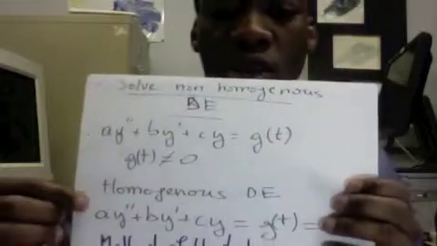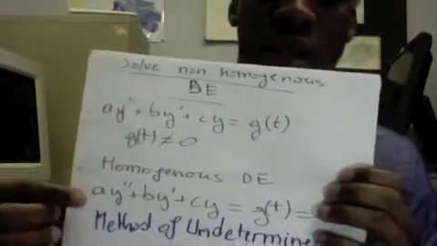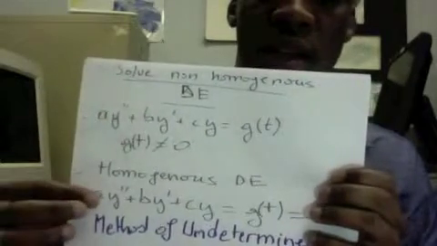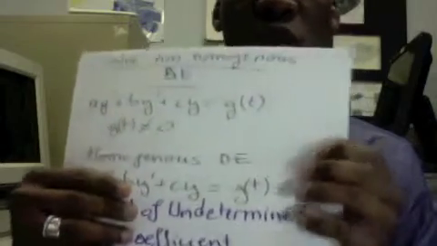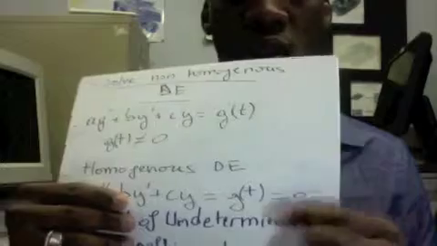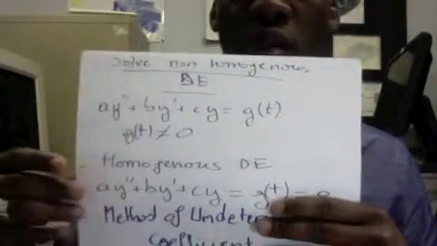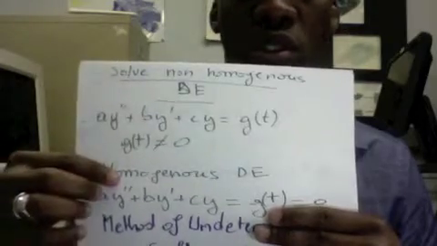And to answer the question as to what a homogeneous differential equation is, it's this form exactly, where ay second plus by prime plus cy equals g(t), but in this case g(t) will be equal to 0. So when g(t) equals 0, the differential equation is considered homogeneous.